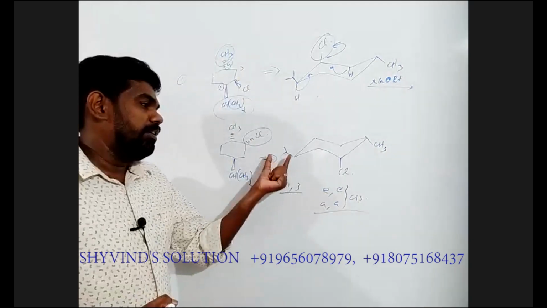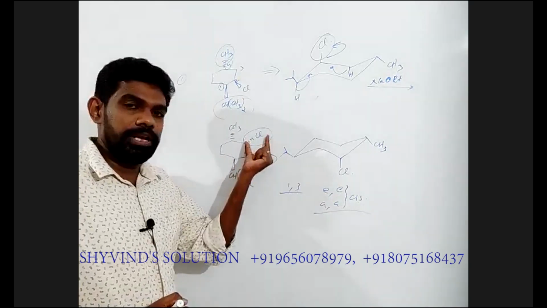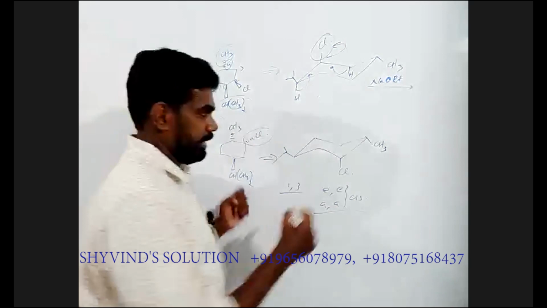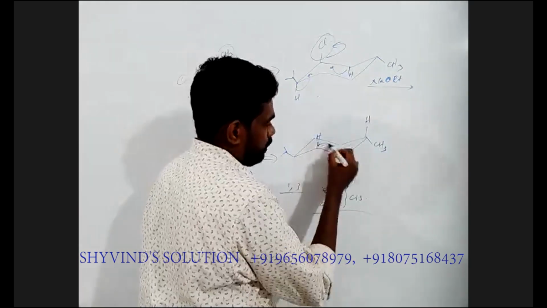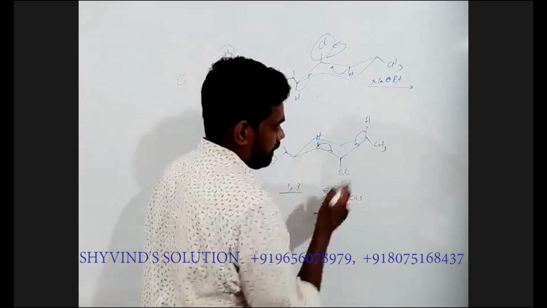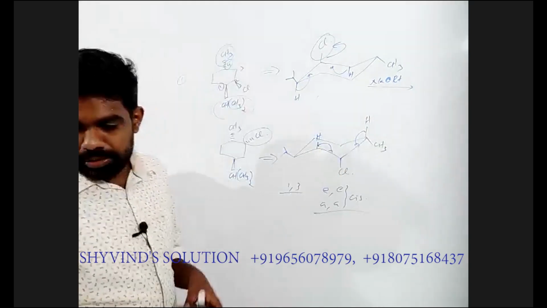So here we should represent the trans arrangement. This isopropyl and chlorine are at the trans position, so we should represent it like this. We have 2 hydrogens anti-periplanar to this chlorine. So you can expect 2 products like this. So definitely that's also not the option.